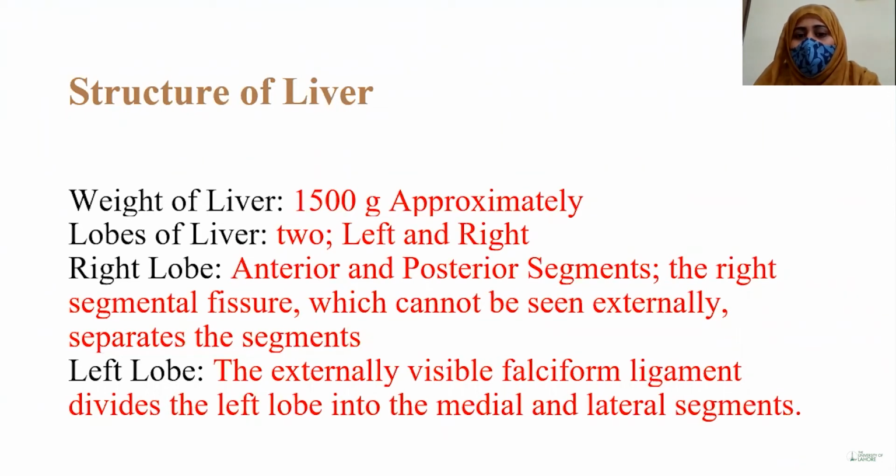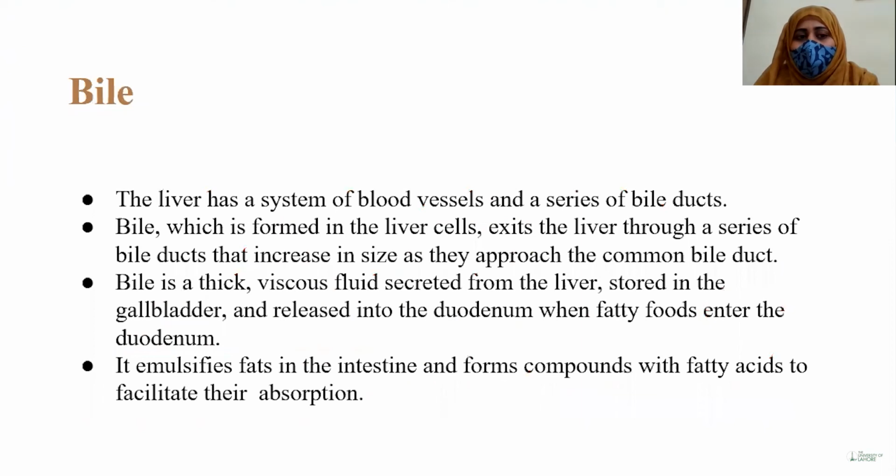The right lobe has anterior and posterior segments. The right segmental fissure, which cannot be seen externally, separates the segments. In the left lobe, the externally visible falciform ligament divides the left lobe into the medial and lateral segments.